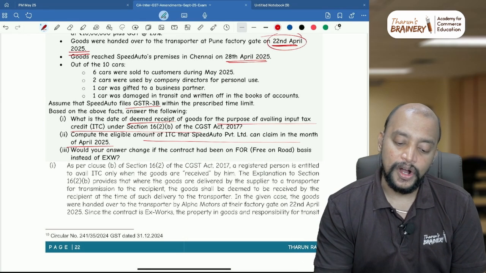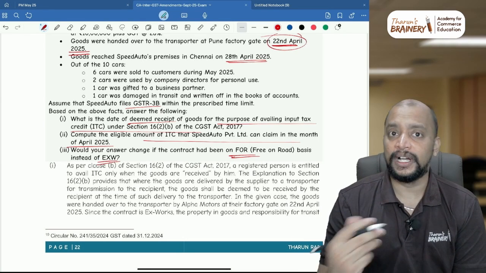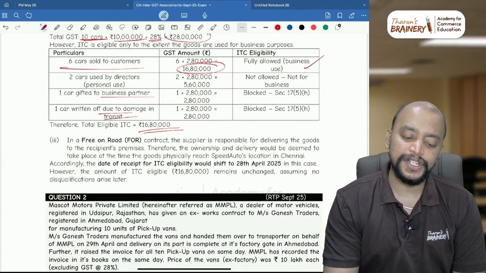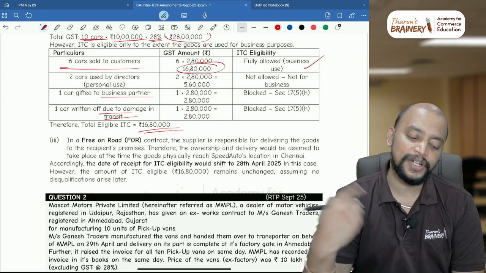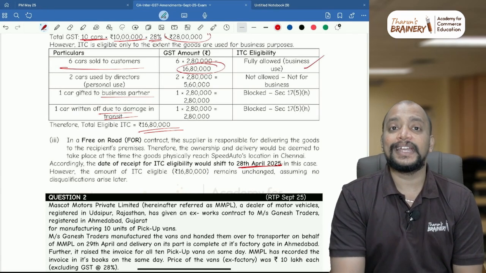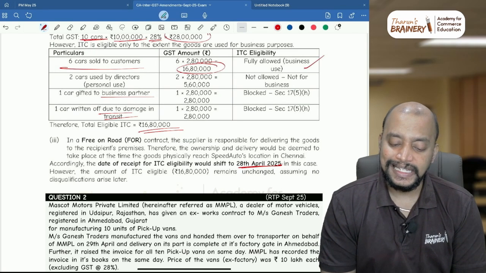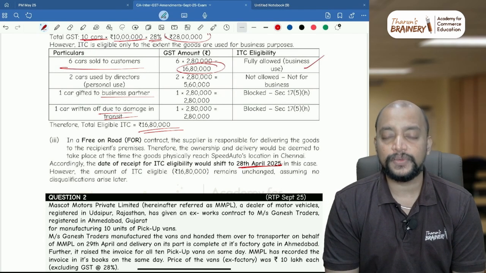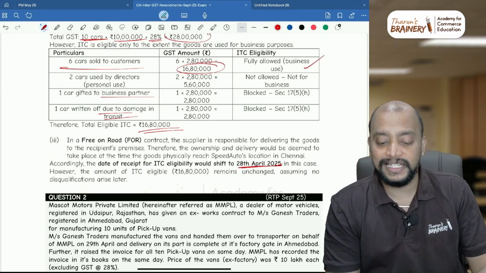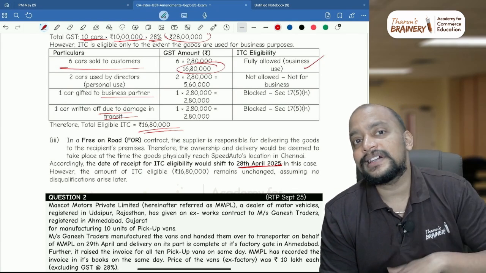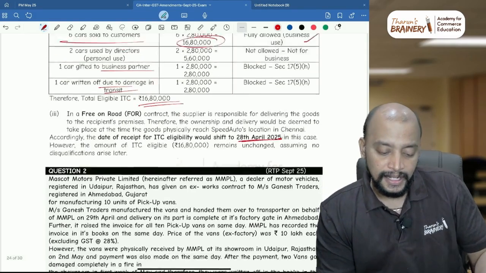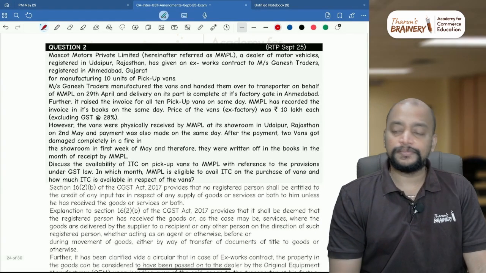Would your answer change if the contract had been on free on road basis instead of Ex-Works? If it is on free on road basis, the supplier is responsible for delivering the goods to the recipient's premises, therefore the ownership and delivery would be deemed to take place and the date of receipt will be 28th April, that is the date on which they can take ITC. However, the amount of ITC eligible will remain unchanged, assuming no disqualification arises later. So, eligible ITC is the same, but the date on which they are eligible to take ITC will be 28th April. It's a coincidence here that both dates are in the same month, but it may fall in another month also.